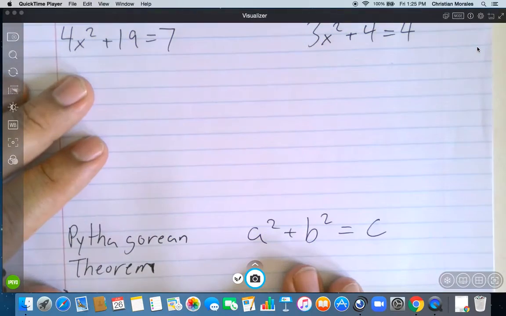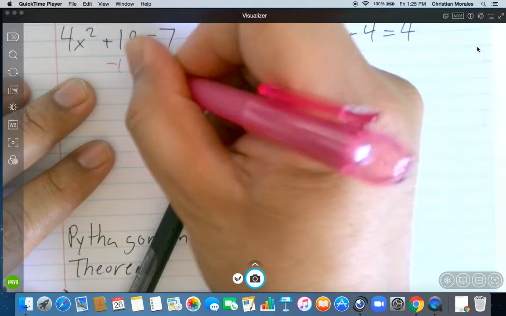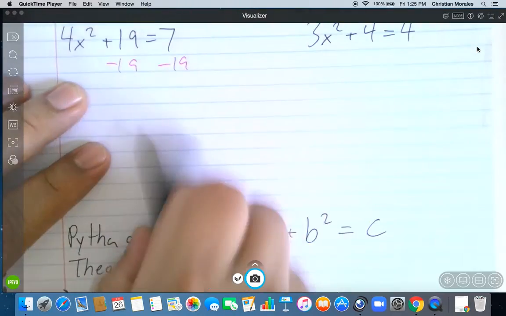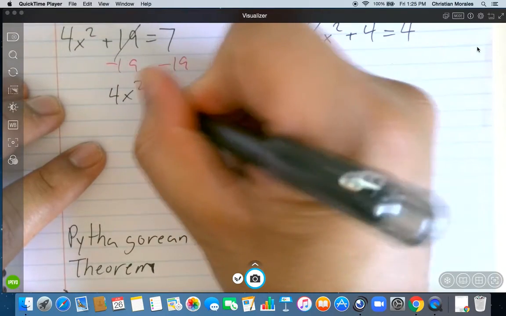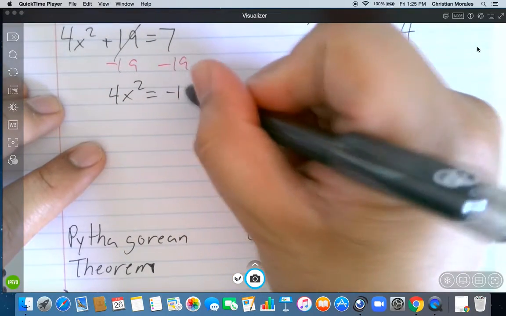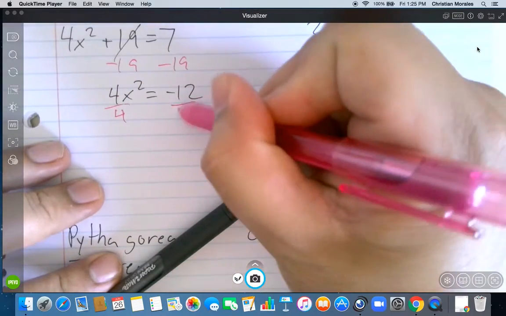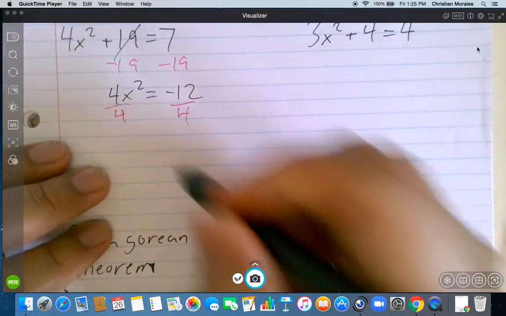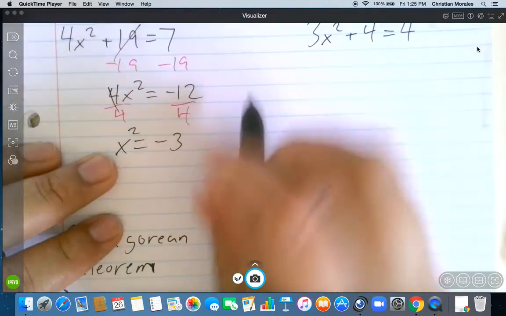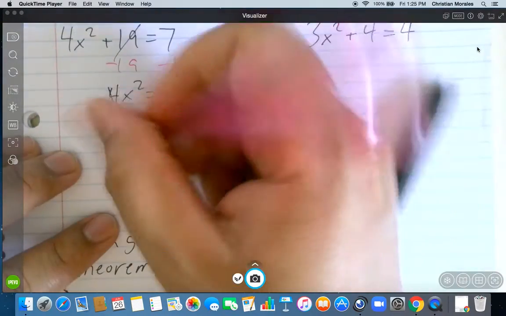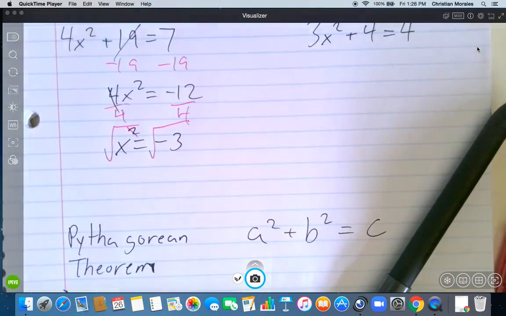All right. Here, we'll get rid of the 19. Minus 19 on both sides. Get 4x squared equals negative 12. Divide both sides by 4. X squared equals negative 3. Take a square root to get rid of the 2. Take the square root of this side, and there's a problem.